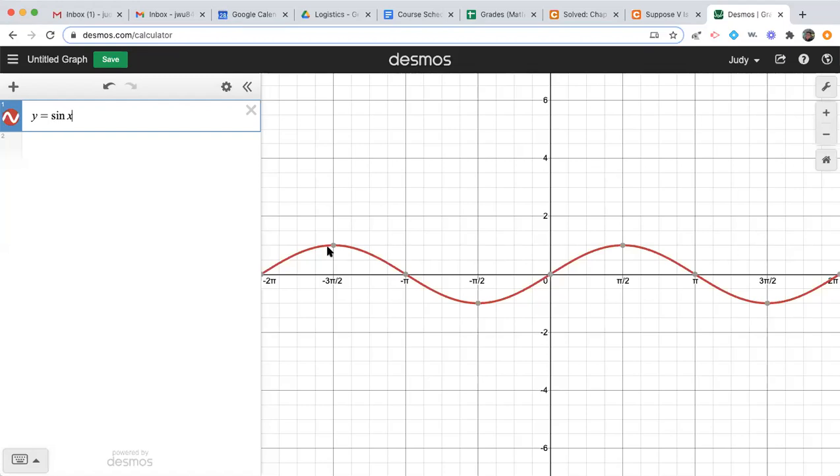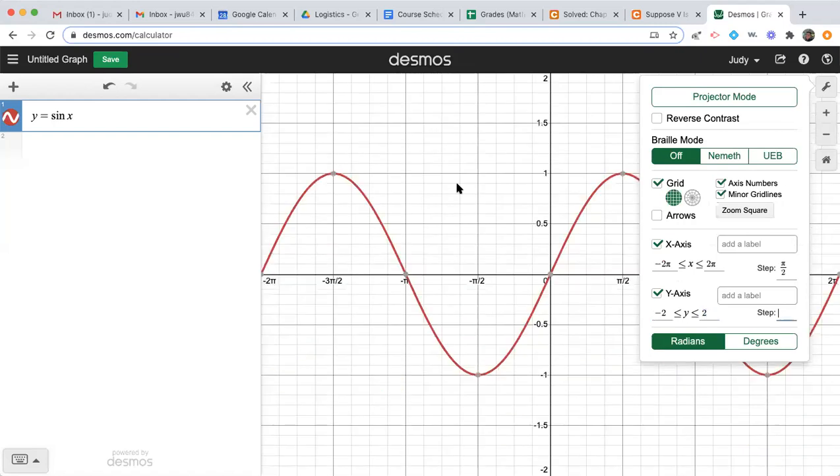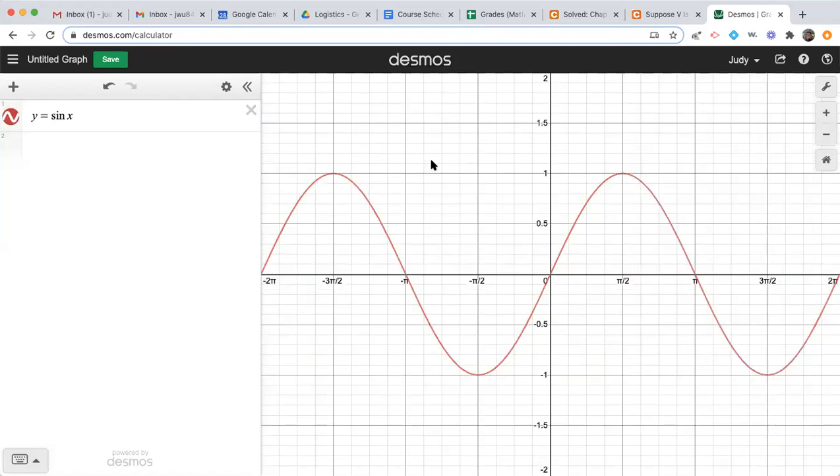Okay. It's going to look a little bit bigger on your graph because I think we have it set to be -2 to 2, right? So your wave should look a little taller. It should look something like this, okay?